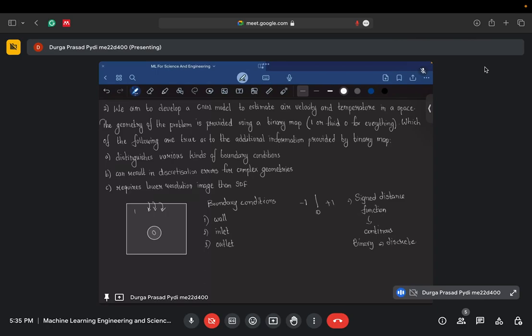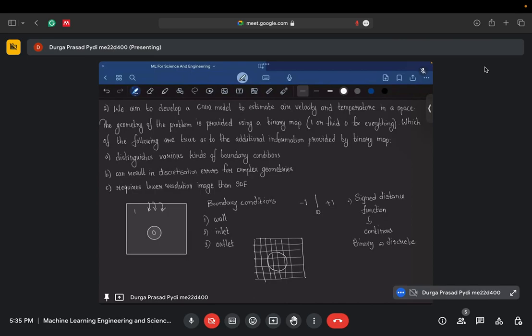If I am using a binary map, what I am trying to do is, in any image, you pixelate it, essentially you split it into some rows and columns, and if you have an object here, you need to label each pixel as either 1 or 0. 1 is when that particular pixel has a fluid, and 0 when that particular pixel is a solid. So that is one way of doing it. This is the normal kind of rectangular pixels that we'll be using.